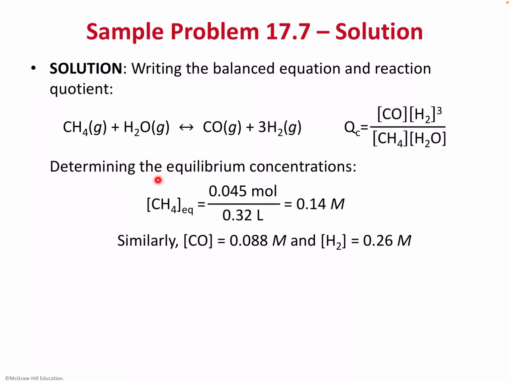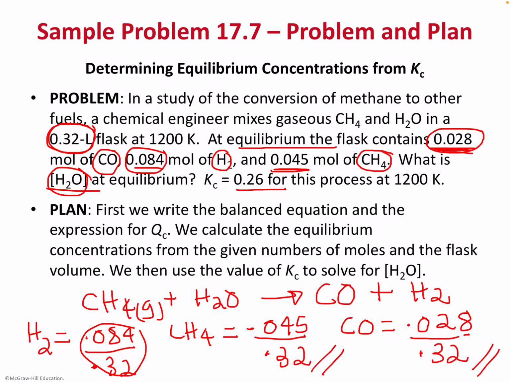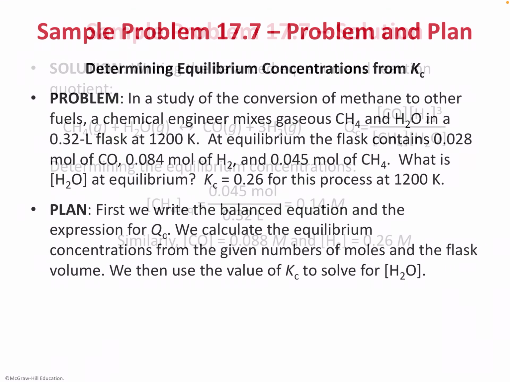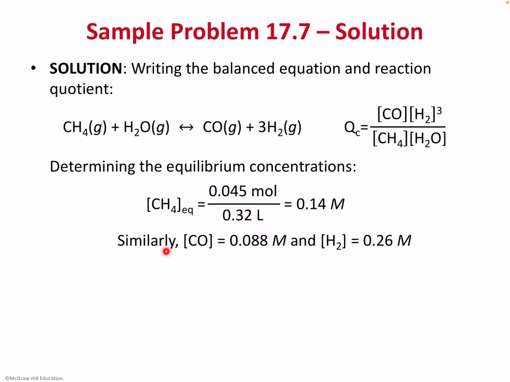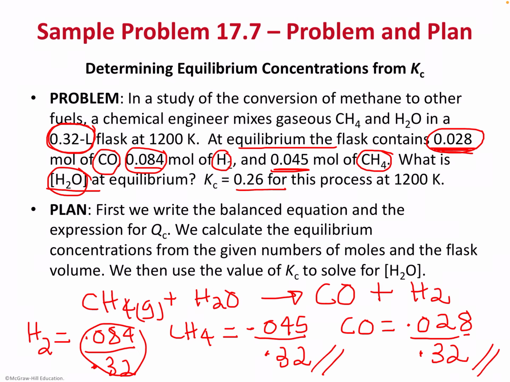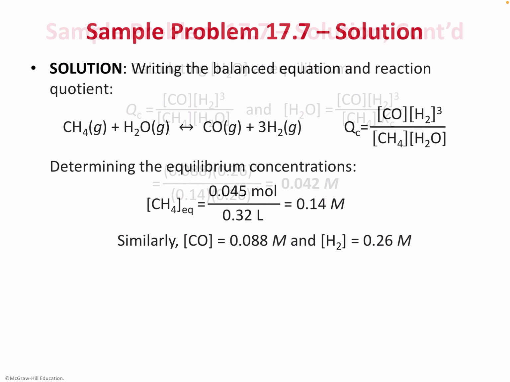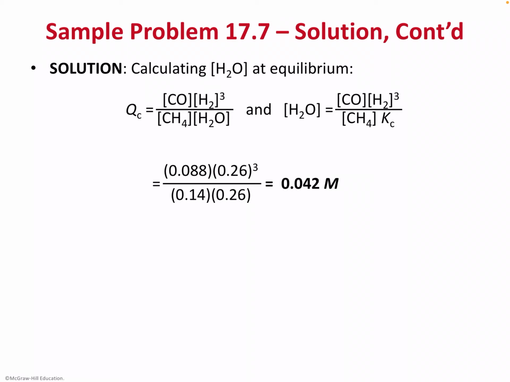Okay, now determine the equilibrium concentration. So I showed you how to find the methane, CH4, 0.045 over 0.32. So likewise you can find out equilibrium concentrations for carbon monoxide and also hydrogen, which I have shown you here how to do that. Okay, and we are also given the Kc for this reaction. Remember, Kc was given to us as 0.26. So if you write the expression for the Qc or the Kc, because we are at equilibrium, you're going to put it together: carbon monoxide, hydrogen raised to the power 3, over methane and water.